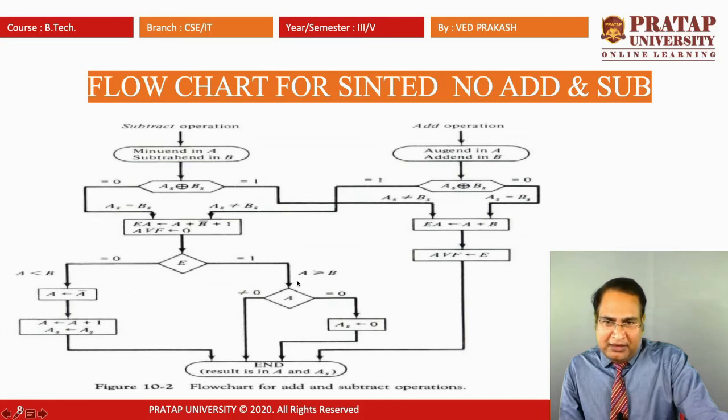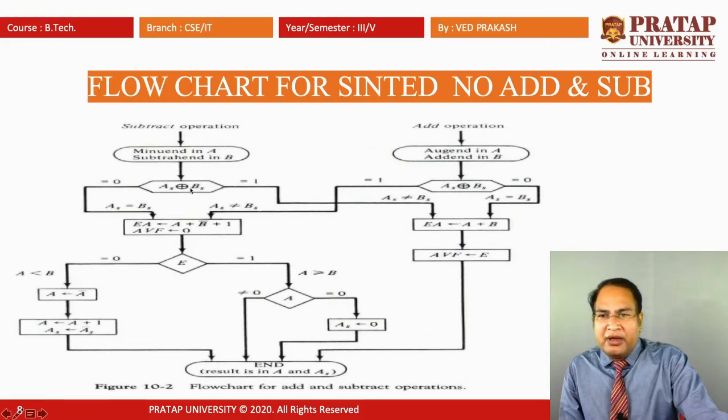On this side, if the content of flip-flop E is 1, it means the value of register A is greater than or equal to B. Again we check the contents of A. If the contents of A are not equal to 0, we finally give the result A and AS. If the contents of A are 0, we set the sign bit of register A to 0 and give the final result in terms of A and AS.